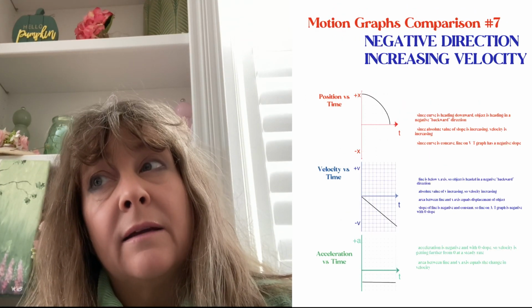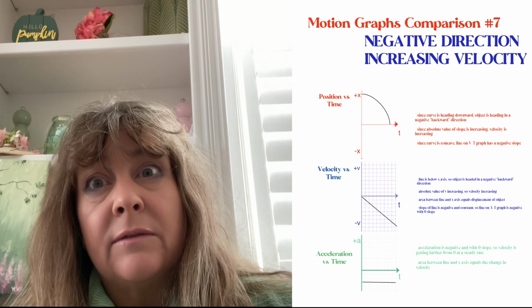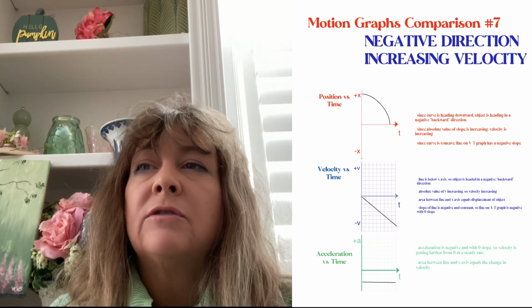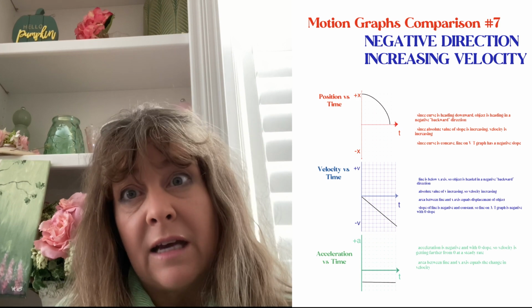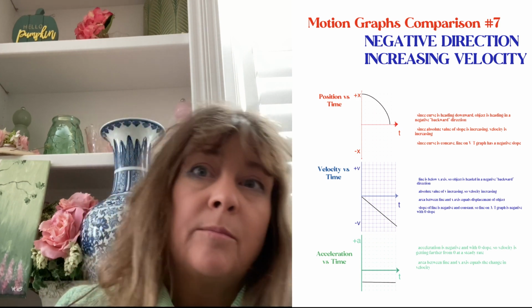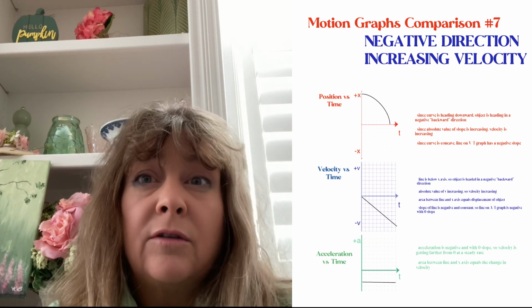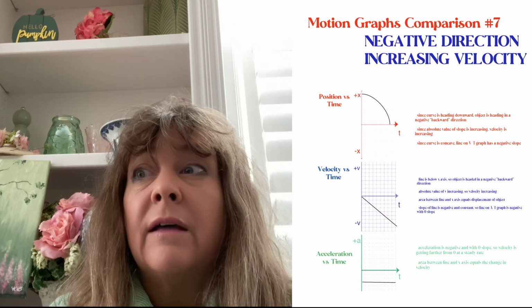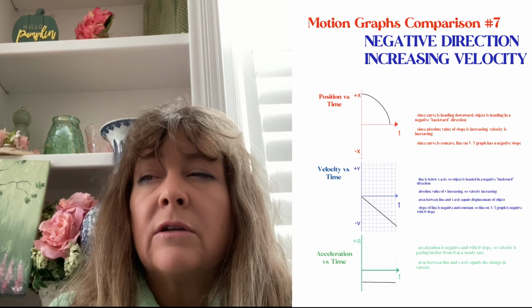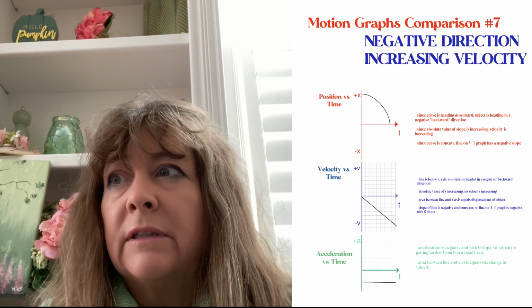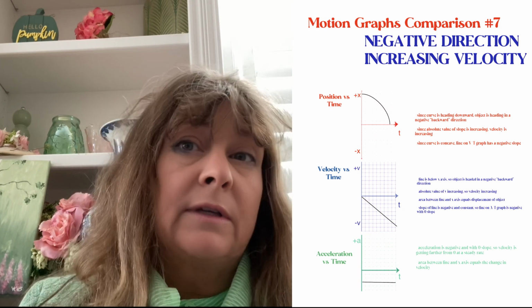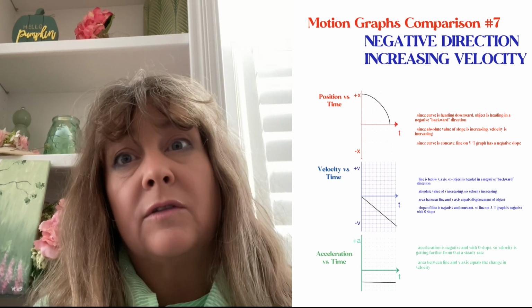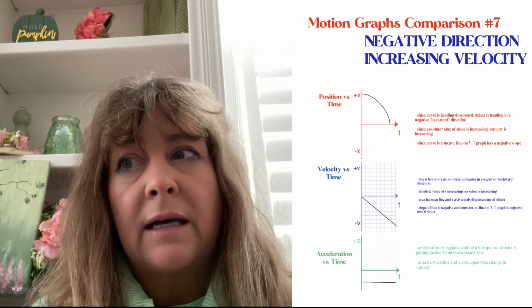Object heading in a negative direction, but with increasing velocity, speeding up. So the position versus time graph, since the curve is heading downward, the object is heading in a negative or backward direction. Since the absolute value of the slope is increasing, the velocity is increasing. And since the curve is concave, the line on the velocity time graph is going to have a negative slope.